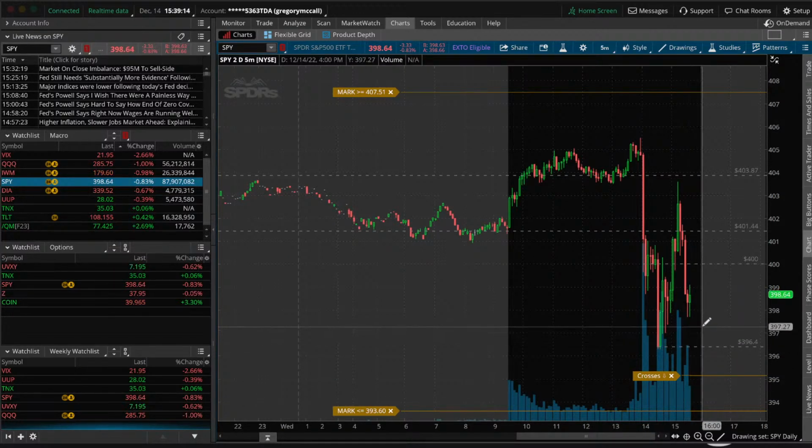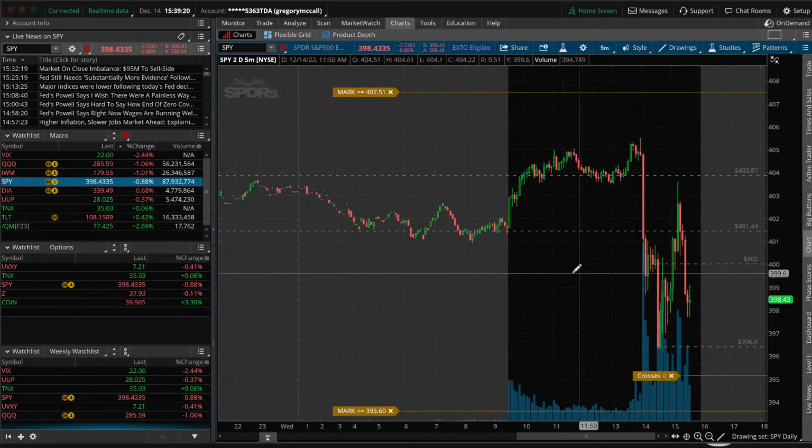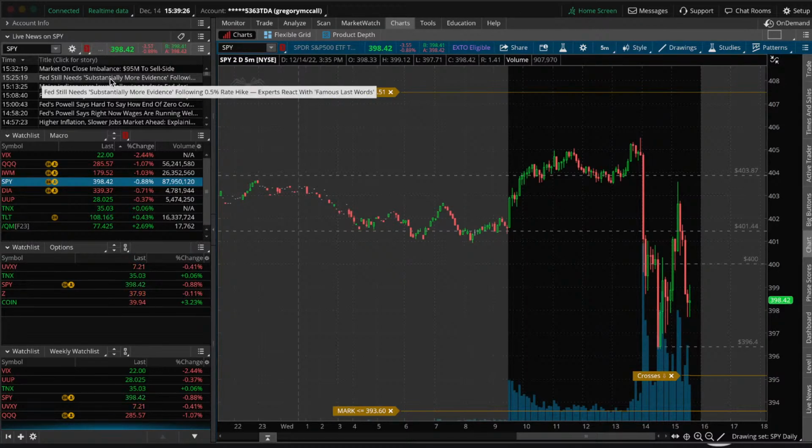I opened a put debit spread, assuming that we're going to go under 397 tomorrow, and I think that one's a pretty good trade. I think we're probably going to get more sells based on the higher interest rate expectations. Let's see what the major news is. So there's a market on close imbalance, 95 million to the sell side.